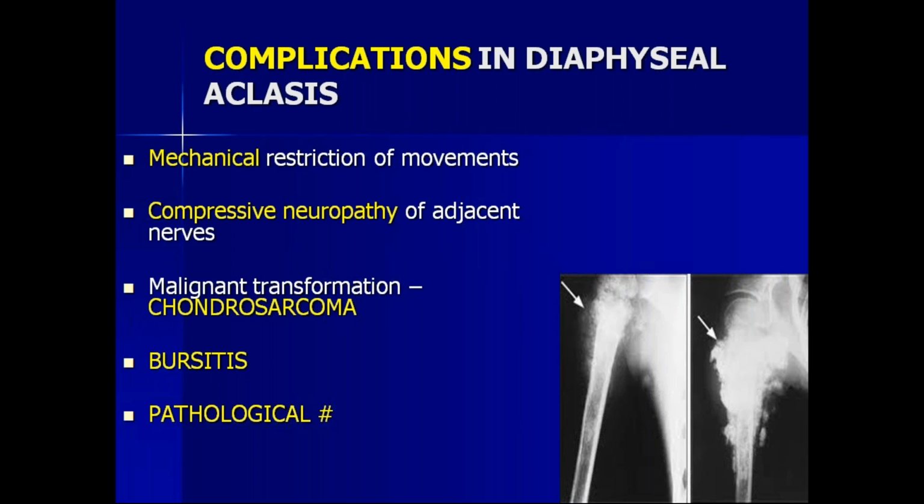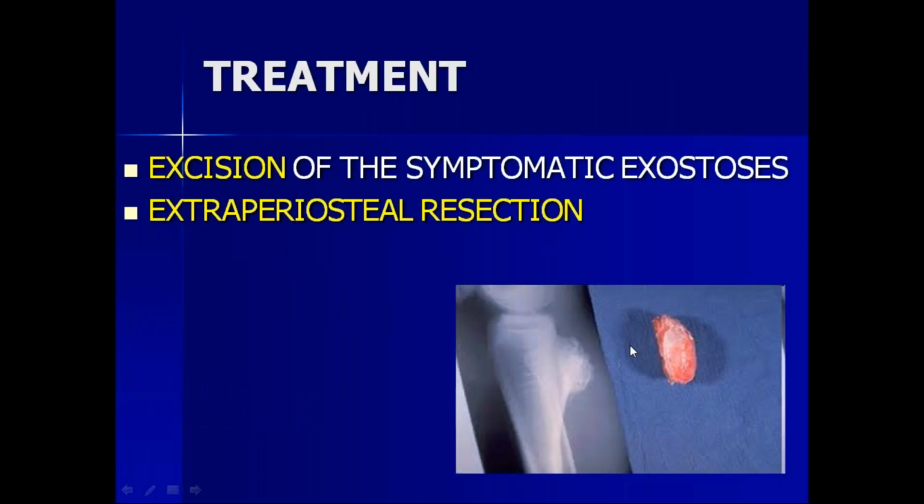You can have a blocking of knee movements due to the osteochondroma, and if it is on the lateral side, you can have compressive neuropathy of the common peroneal nerve, or you can also have malignant transformation. If the tumor is long standing and it is not removed, you can have chondrosarcoma of the cartilaginous cap, like shown in the proximal femur in the X-ray. And pathological fracture can occur at the peduncle area of the osteochondroma.